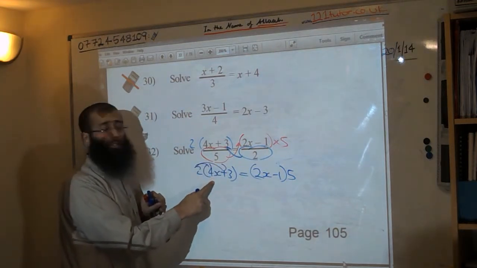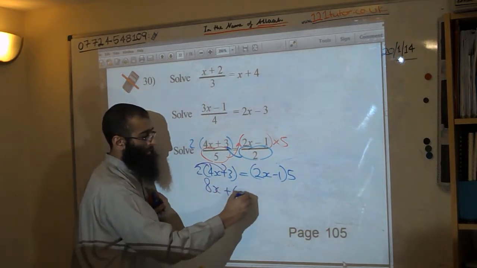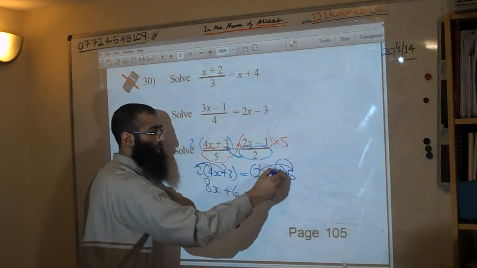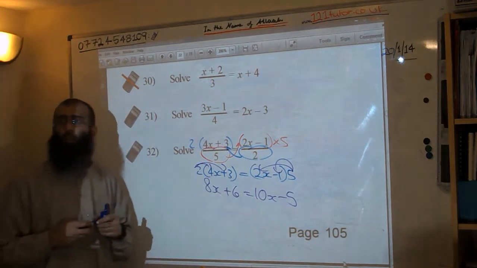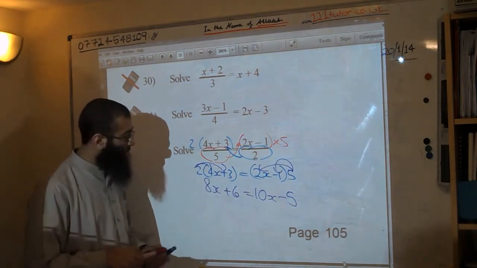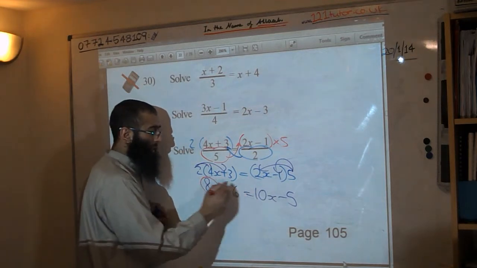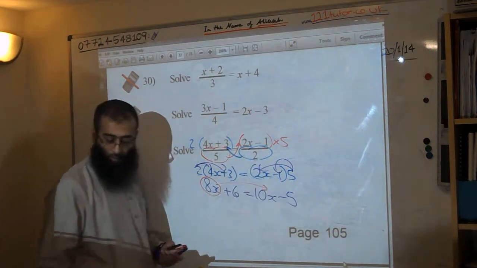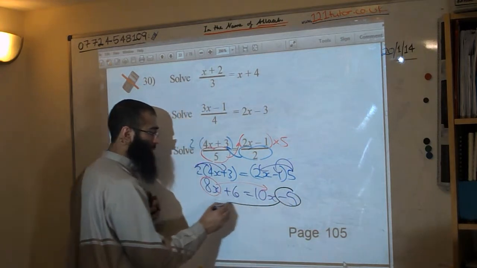So 2 times 4x is 8x. 2 times plus 3 is plus 6. And 5 times 2x is 10x. And 5 times minus 1 is minus 5. When dealing with double-sided linear equations, we start with the smaller x value and move it towards the larger x value. So the small one, 8x, has to go towards the larger one, 10x. If we move the x's to the right, we must move the numbers to the left. The minus 5 must come to the left.